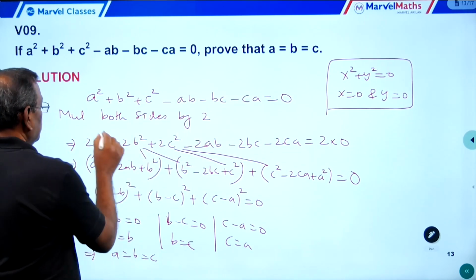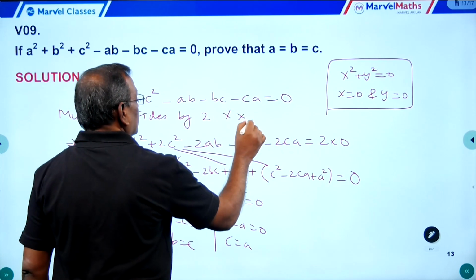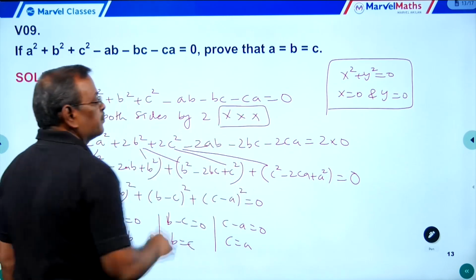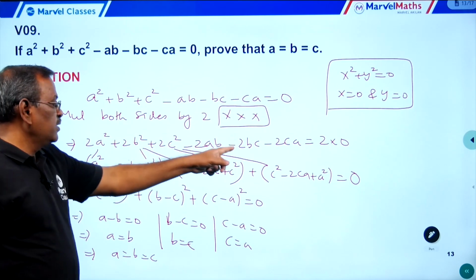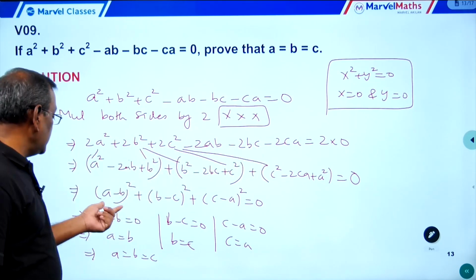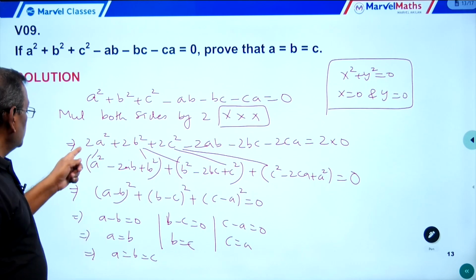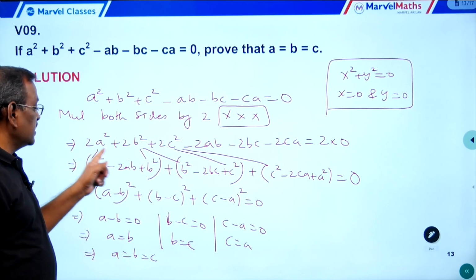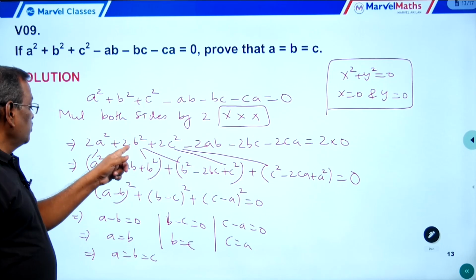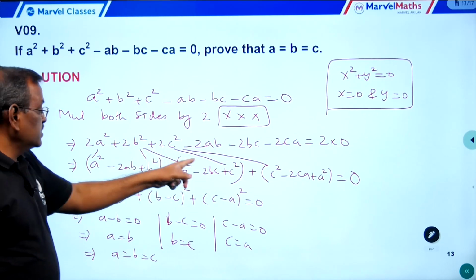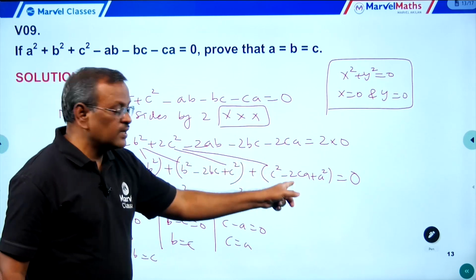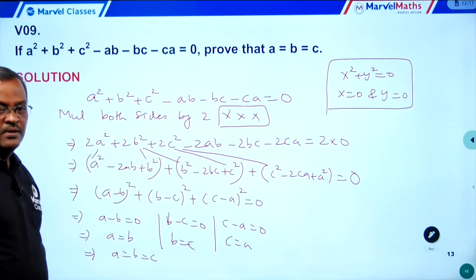Don't forget this step. Why by 2? If you multiply by 2, you will get 2ab, 2bc, 2ca. Then only you can apply this formula. And also 2a square, 1a square for the first group and another a square for the third group. And 2b square, 1b square for this term, another b square for second group. 2c square, 1c square for second group, another c square for third term. So all the terms get balanced.